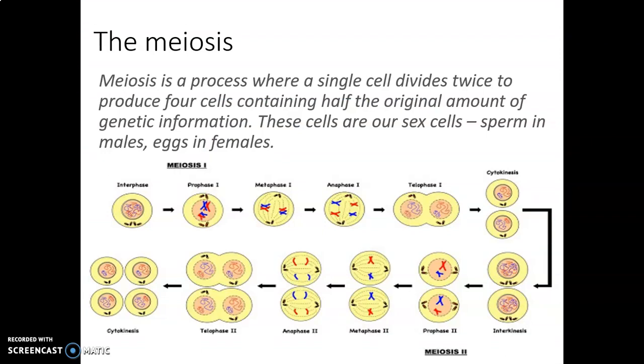Going on to meiosis. Meiosis is a process where a single cell divides twice to produce four cells containing half the original amount of genetic information. These cells are our sex cells: sperm in males, eggs in females.